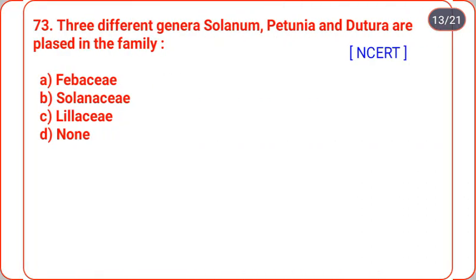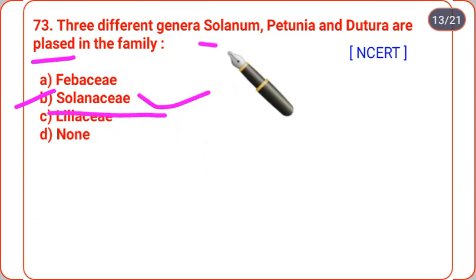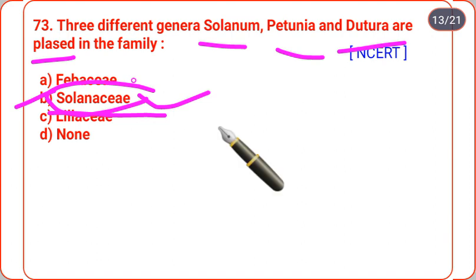Okay, next, question number 73: three different genera, Solanum, Petunia and Datura, are placed in the family. Option A, family; option B, Solanaceae; option C, Liliaceae; option D, none. In this question, option B is our correct answer. Solanum, Petunia and Datura are placed in the family Solanaceae.